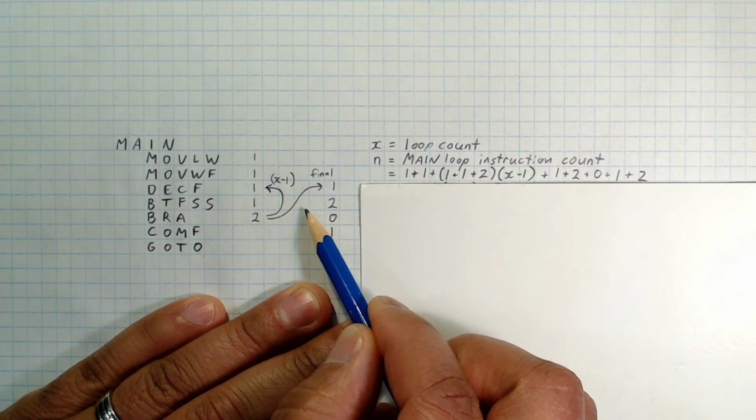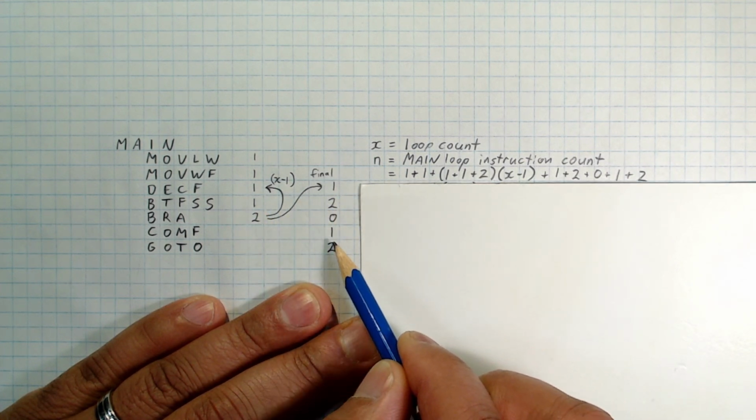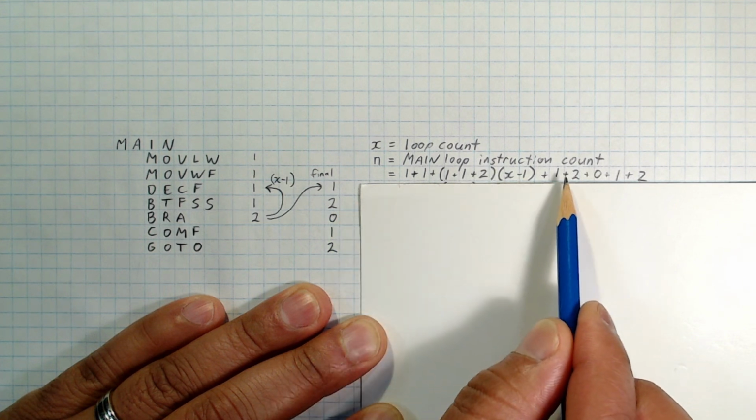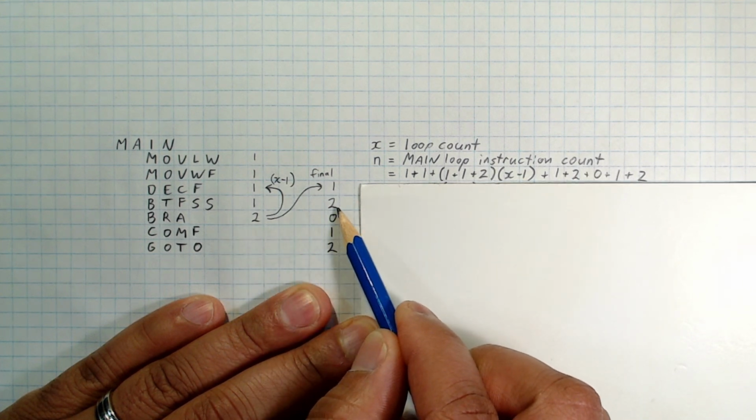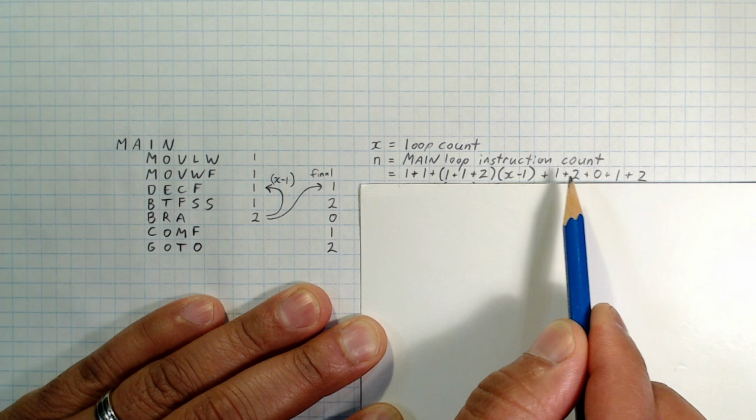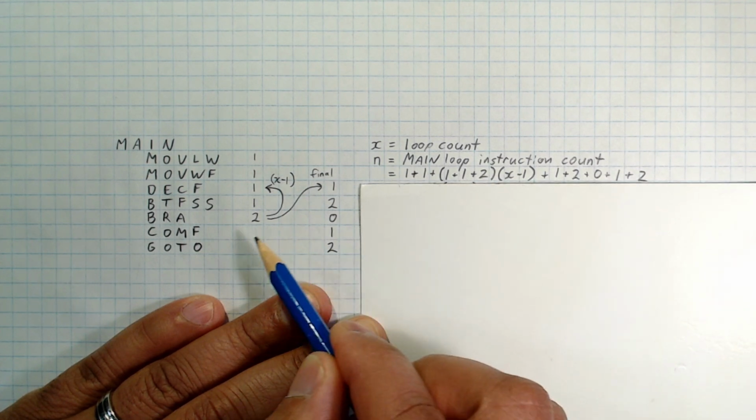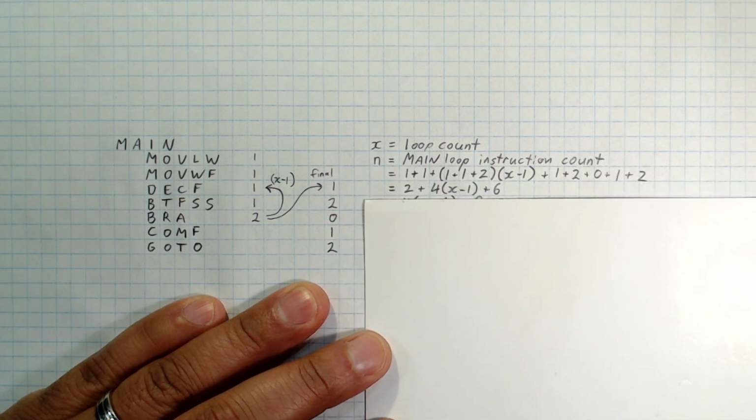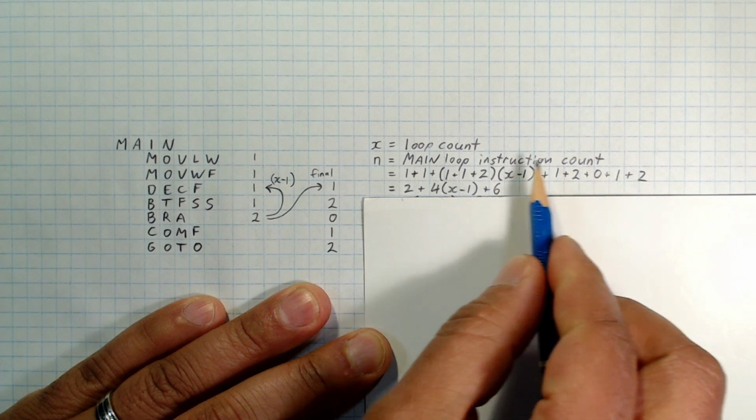And then when the loops are finished, we go into our final stretch. So there's the 1 for the DECF, then the 2 for the BTFSS, then the branch is 0, so that's the 0. Then we have a 1 here for COMF and 2 for GOTO. Then we can simplify that expression by bringing together some of the terms.